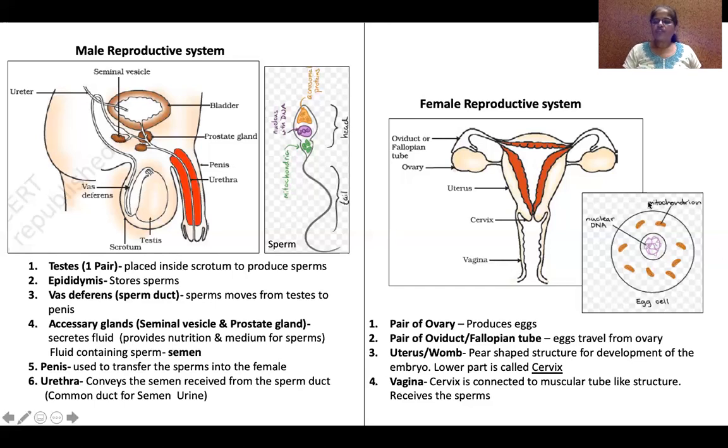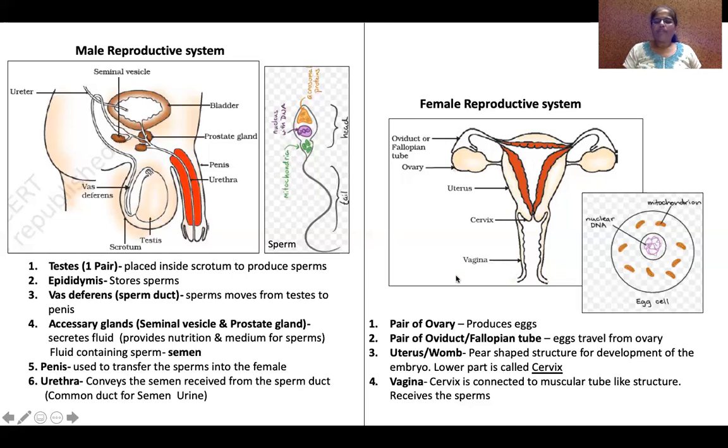This is the structure of the egg cell. It will be round in shape, where the nucleus is present at the center and mitochondria will be there. The sperm nucleus enters into the egg cell, and here both the nuclei get fused and it becomes fertilized.